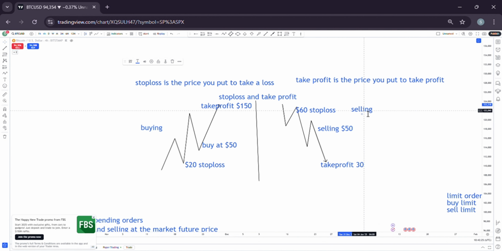We'll cover it in more detail when we get to MT5 and how to place those trades on MT5. So it's very simple. Just a click and drag, you'll be able to do it. So that's that for your stop loss and take profit.